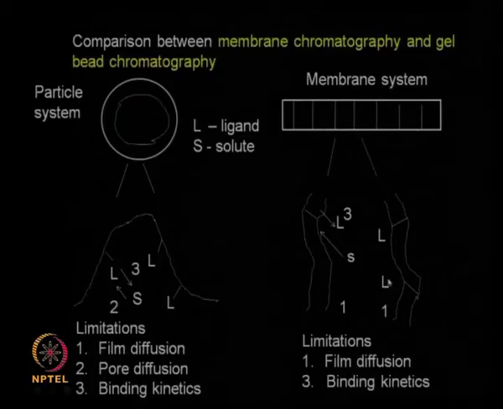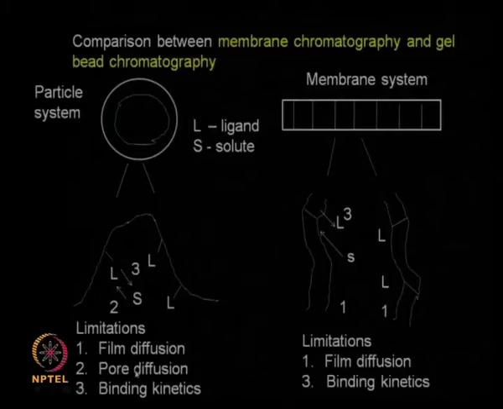Whereas in a membrane system, if you see, you will have the membrane and then you have the ligands attached to the membrane. Okay. So here we do not have pore diffusion coming into picture, so you will have film diffusion as well as the binding kinetics. So you are getting rid of the pore diffusion, so that is one of the main advantages of this. So diffusion times will be much smaller, much shorter.